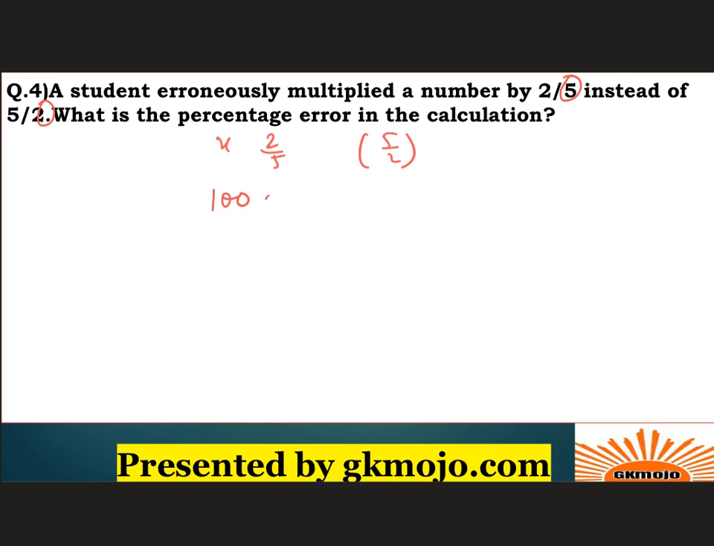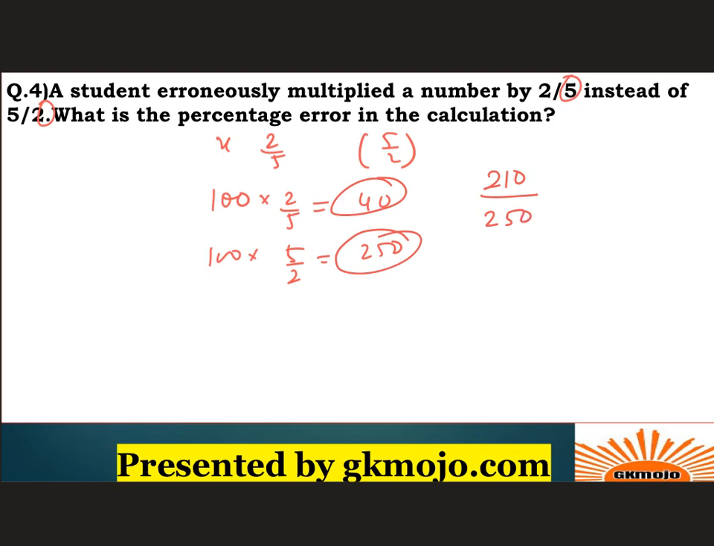So when you multiply 100 by 2 by 5, what you get is 40. Correct? While when you multiply 100 by 5 by 2, what you get is 250. Now, this is the value when you multiply by 5 by 2, and this is the value when you multiply by 2 by 5. So, what is the difference? The difference is 210, and the difference is on a base of 250, right? Because 250 is the correct value. So, there is a difference of 210 on 250.